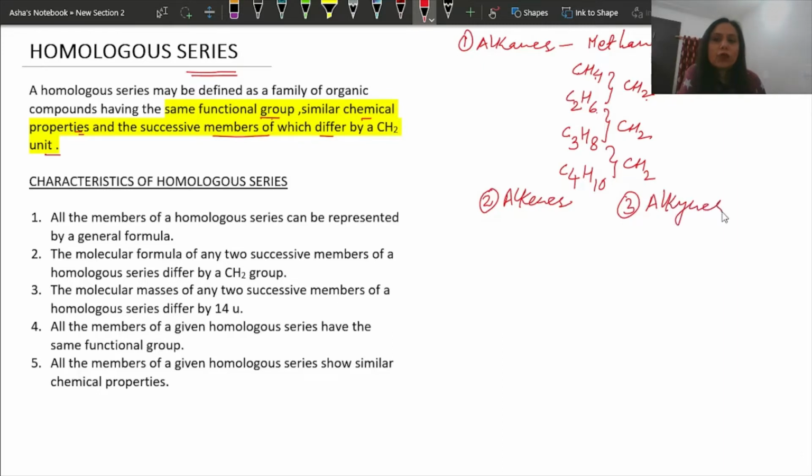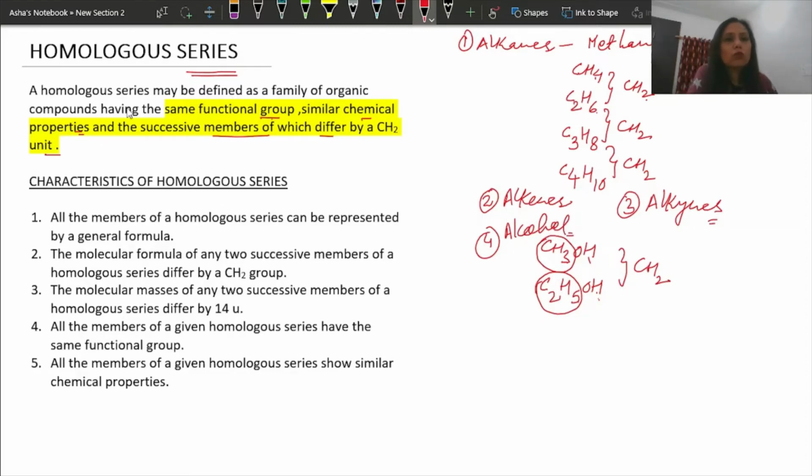So you can make the homologous series of any functional group, be it an alcohol. For example, if it is alcohol, it will start with CH3OH, that is methanol with one carbon, then there will be C2H5OH, which is ethanol. So again there is a gap of CH2, you can see. There is a gap of CH2 between this part. The functional group remains the same, alcohol. So this is a homologous series of alcohols.